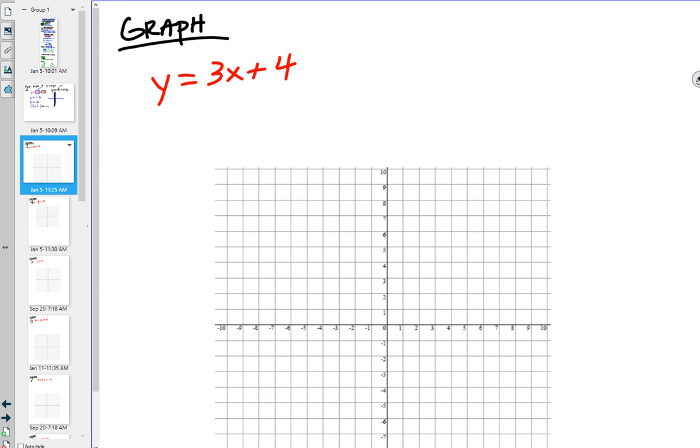All right, let's graph this. What form is this in? It is in slope-intercept form. So just like last time, I'm going to identify the slope and the y-intercept, and that's going to allow me to graph. But this is also going to give me an opportunity to talk to you more about slope. Let's talk about slope so that we can all know what slope is.